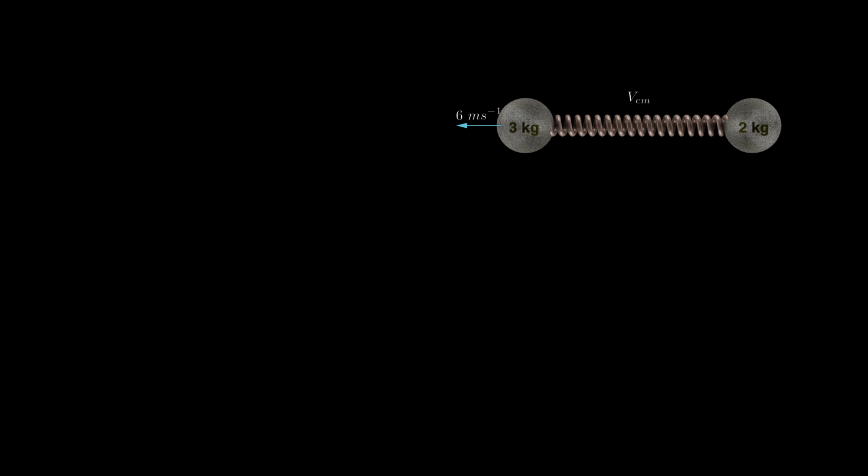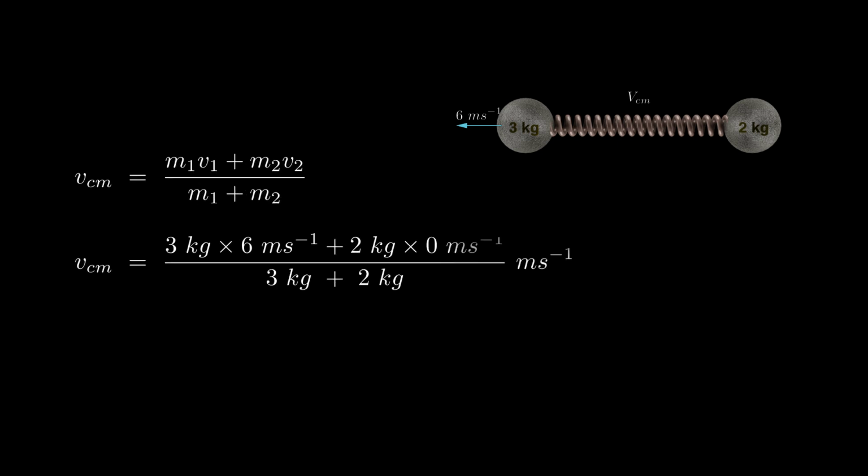Denoting the masses and velocities of the 3 kg and 2 kg spheres as m1, v1 and m2, v2, we calculate the center of mass velocity, VCM, using this formula. Substituting the given values, we determine the center of mass velocity as 3.6 meters per second. This calculation applies conservation of momentum and center of mass principles accurately, showing how the system's center of mass responds to the applied impulse and the velocities of both masses.